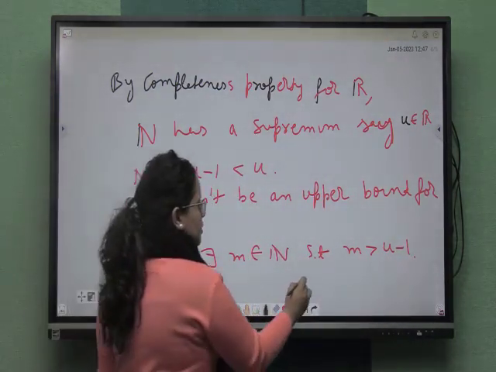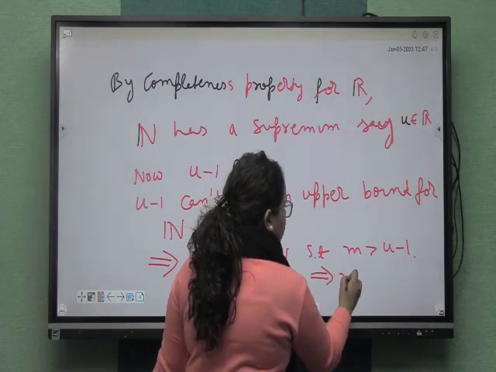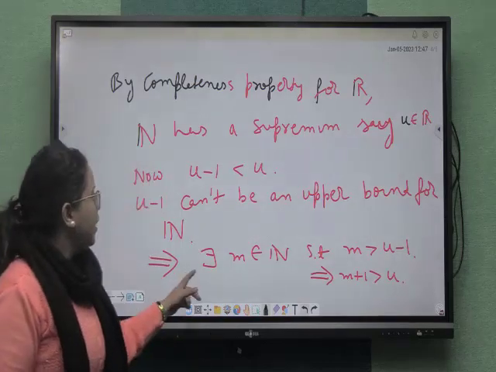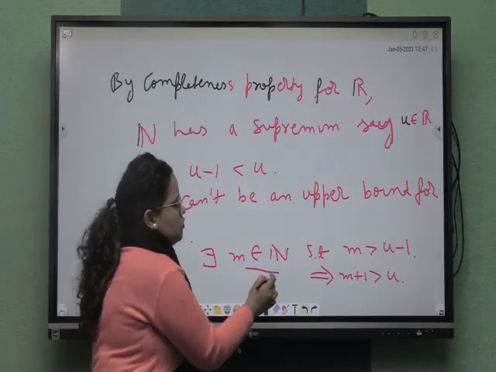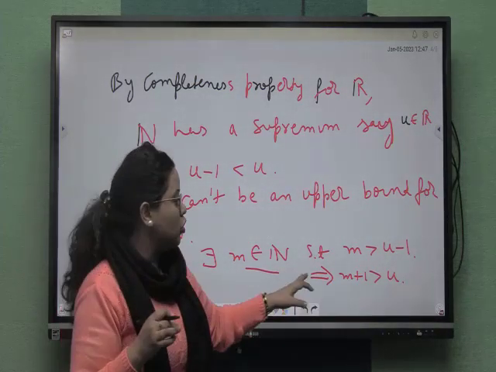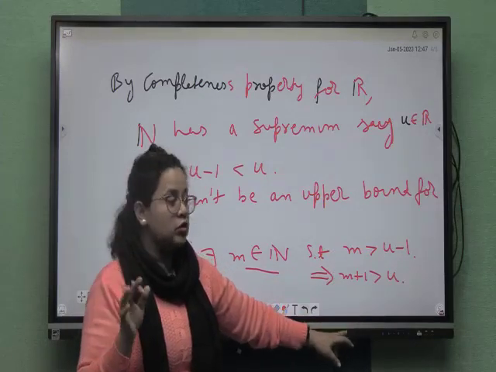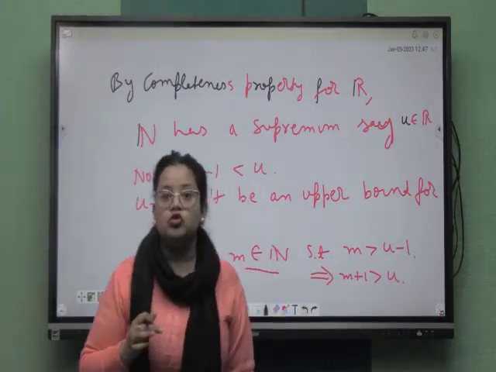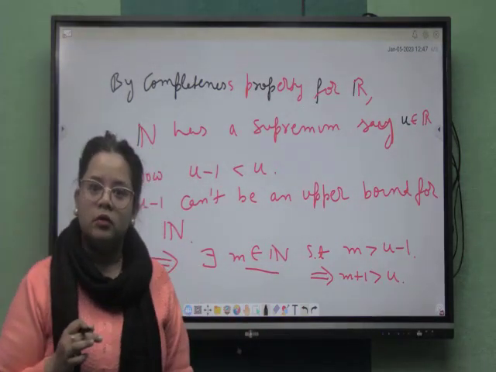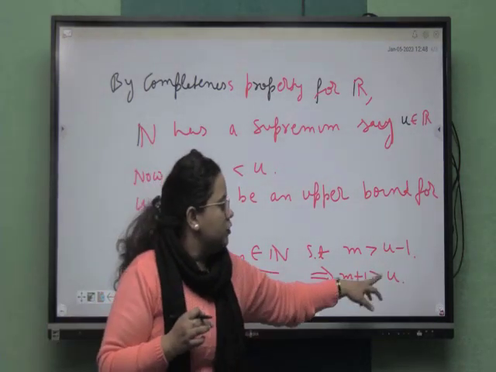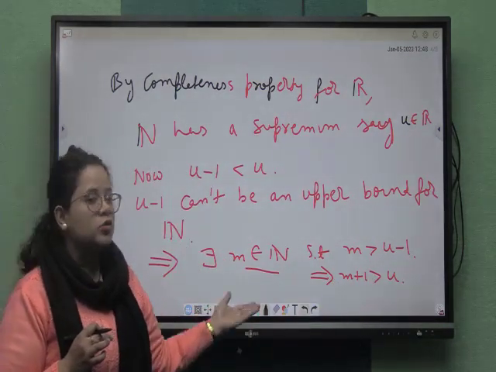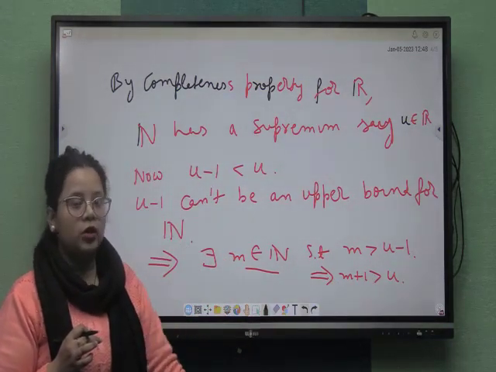And this gives me m plus 1 is greater than u. Now m belongs to N, so we know that m plus 1 will also belong to N. It is also a natural number. A natural number, how can it be greater than u? Because u is the upper bound. With this property, we can say that u is not an upper bound. But u is the supremum, so it has to be an upper bound. So we are getting a contradiction.